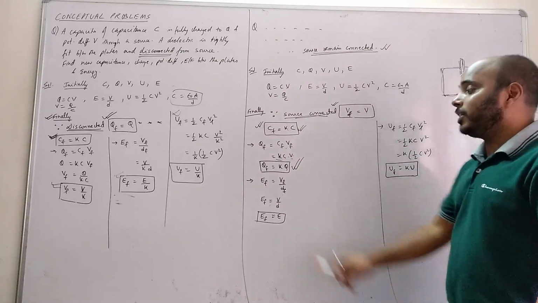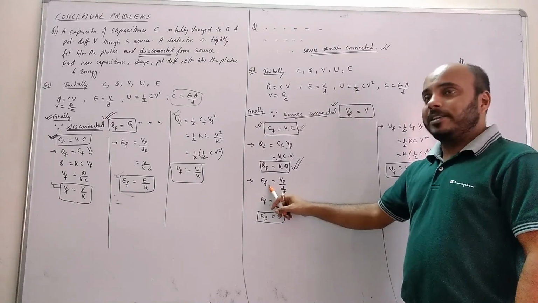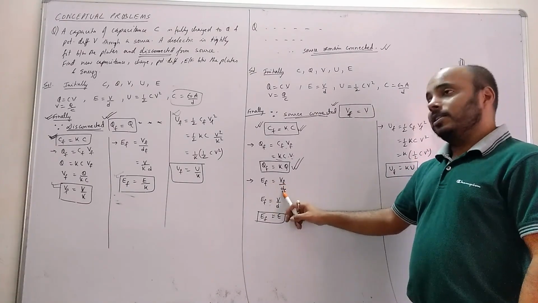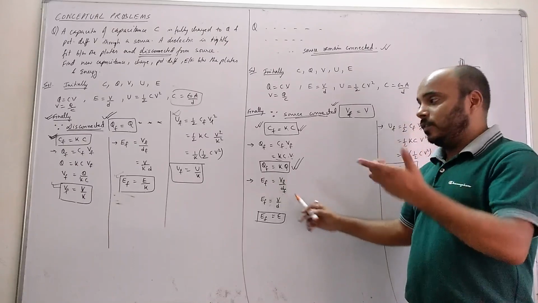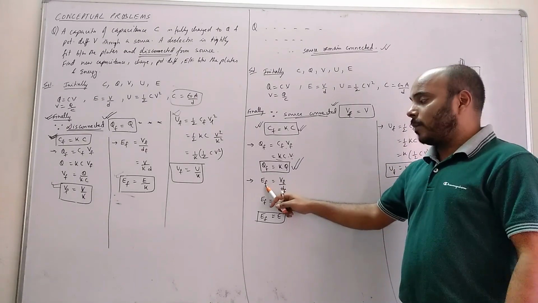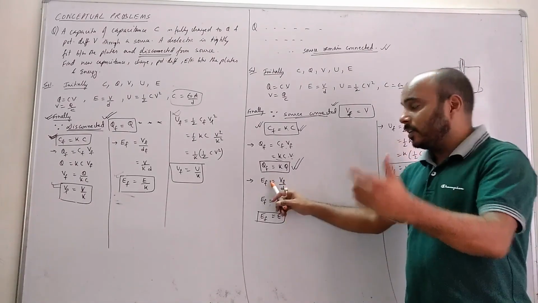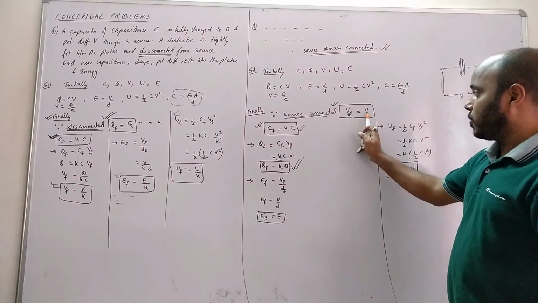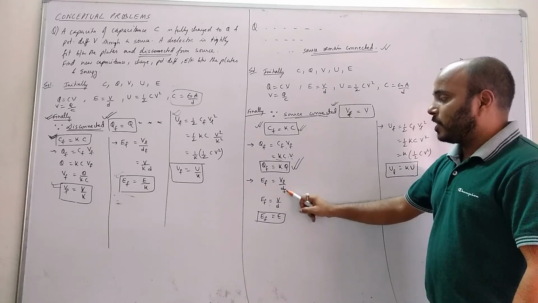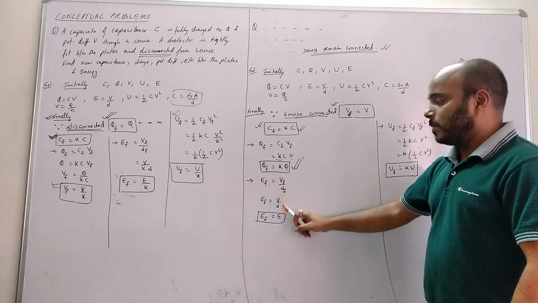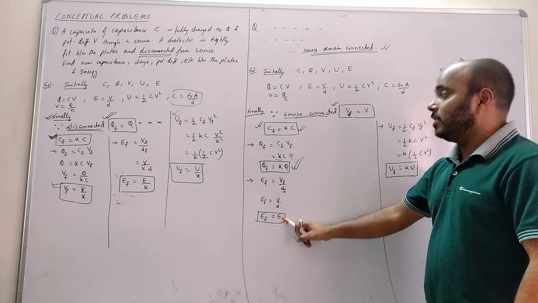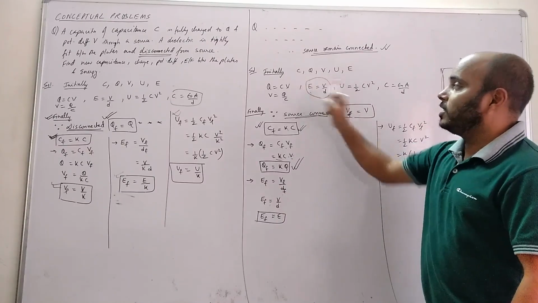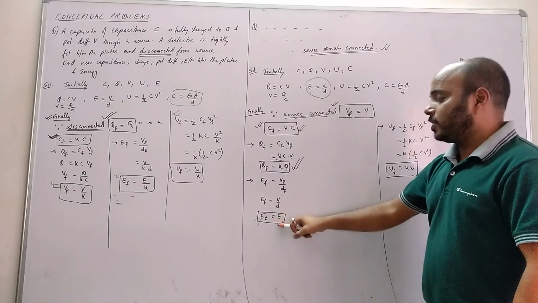Similarly, the electric field between the plates is potential by separation, E equals V by d. We know the formula, so we just have to apply it. Final electric field is final potential difference by final separation. Now the final potential difference and initial potential difference are the same. Separation has no change, d. So V by d is E. That means the final electric field and initial electric field are the same.